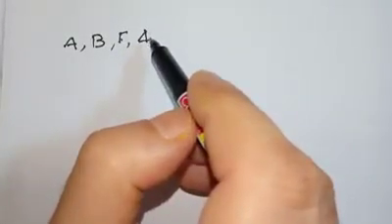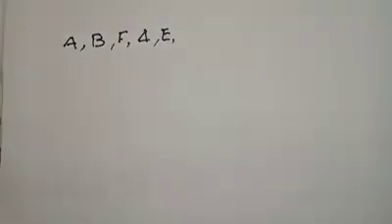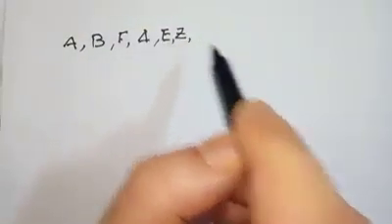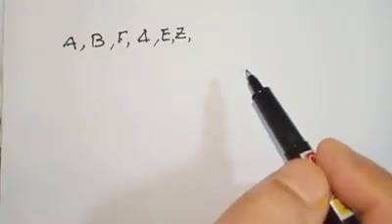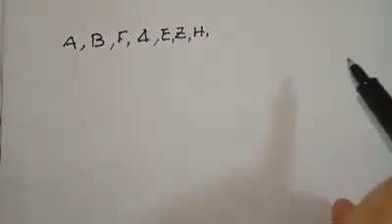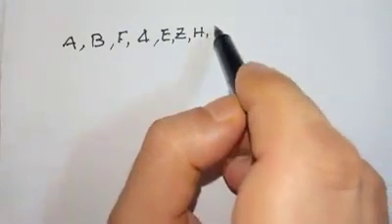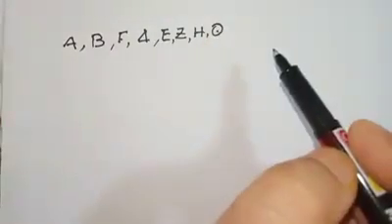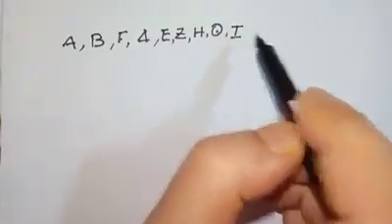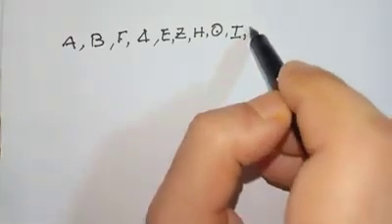Then we have epsilon, which is written as E. Then we have zeta, which we write just as Z. Then we have eta, which is almost similar to the H. Then comes theta. These are all capital letters, so we put it like this. After theta comes iota, which we write as I. After iota comes kappa, which is K.